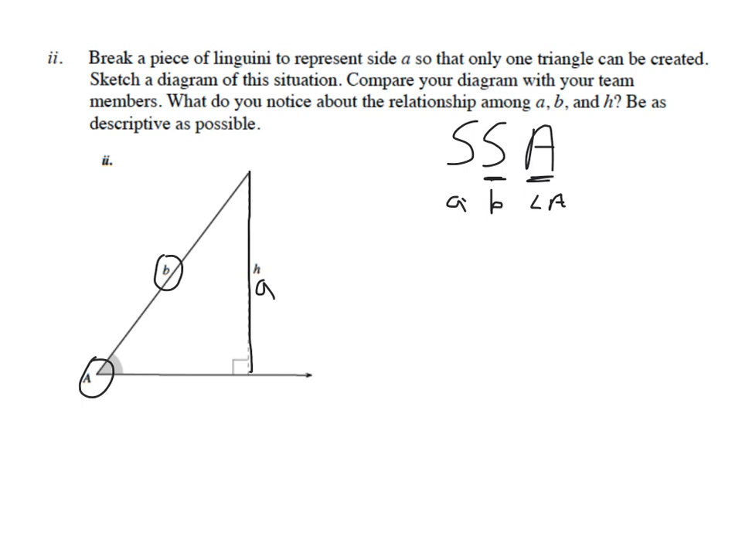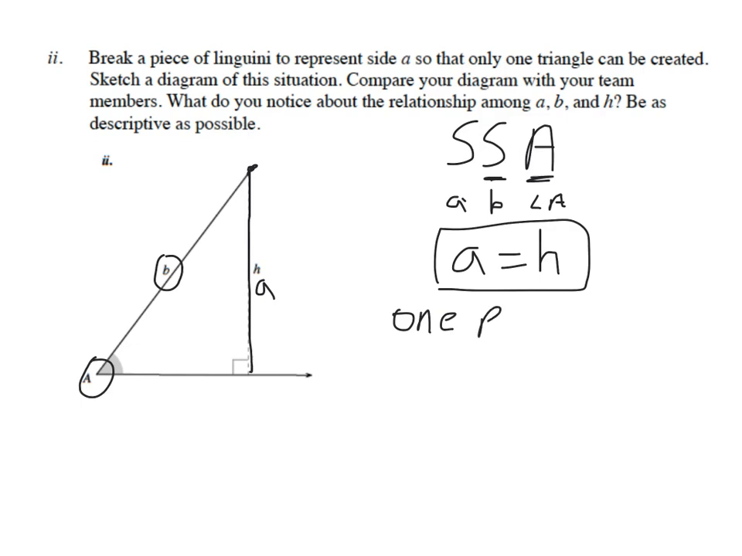Call that A. There isn't any other triangle that we could create if A is equal to the distance from the end of B to the base of our triangle. So if A equals H, one right triangle is created.